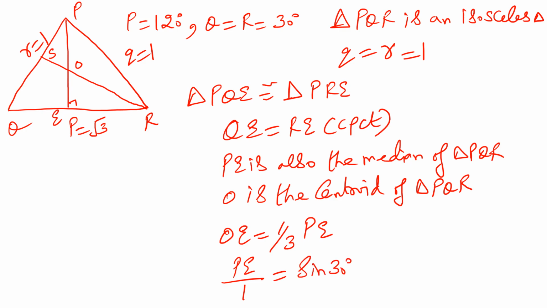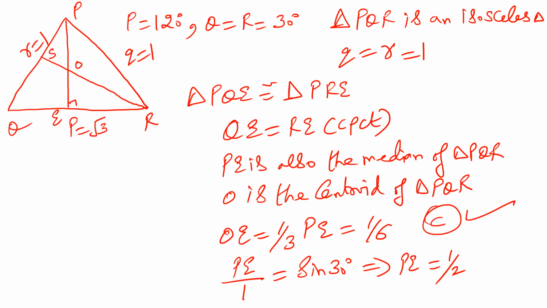Right? Because R is 30 degree. So from here, I get PE equal to half. If PE is equal to half, just substitute its value in the above equation. So the value of OE becomes 1/6. So that means option C is correct.